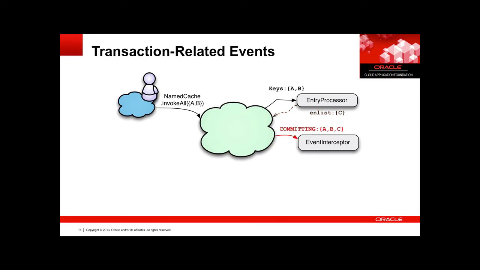We then send the transaction event committing for all three, for A, B, and C, to the event interceptor. The event interceptor then returns. We then perform the committed and the backup as well, and return from the backup and then return to the client. So the rest of the flow is very similar to the entry event.